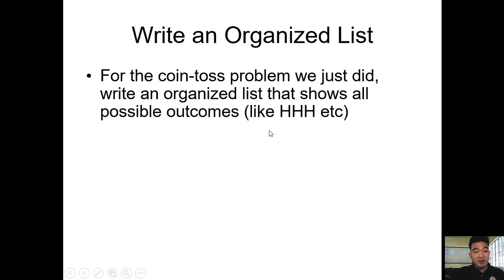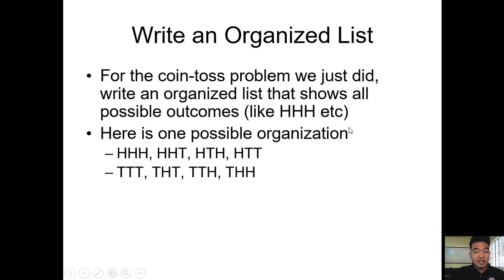Ito yung pangalawa. For the coin toss problem we just did, ito yung organized list. So here is one possible organization. We have HHH, pwedeng isusulat mo lang, list down mo lang. Then you have HHT, HTH, HTT, then TTT, THT, TTH, and THH. So these are the possible organization of the list na possible outcomes when you toss the coin 3 times.